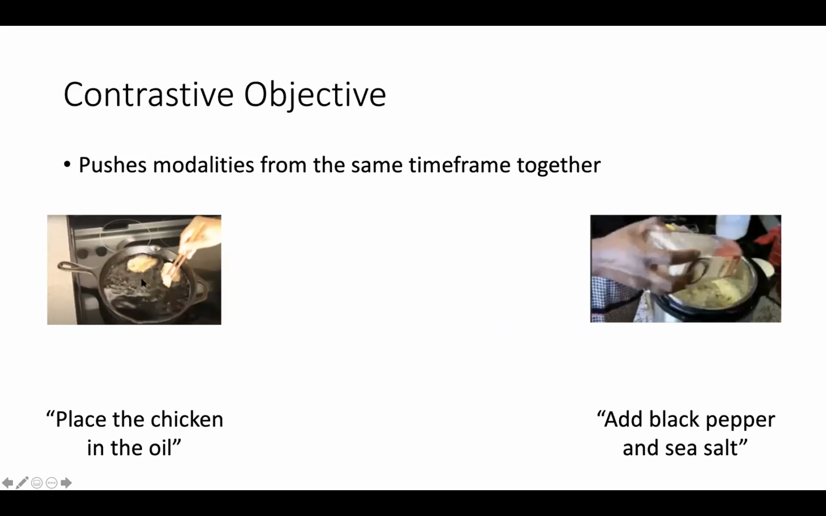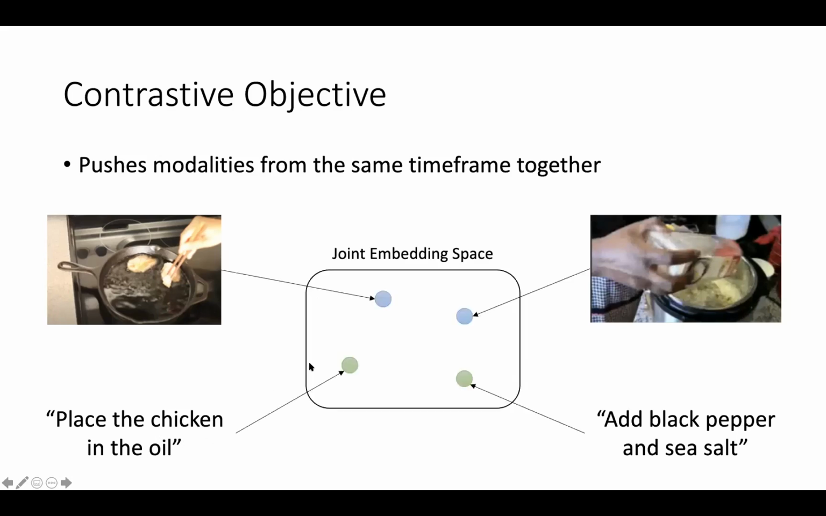Suppose we have this same chicken video, placing the chicken in the oil, and we have another video of adding black pepper and sea salt. Given those two videos and then the text, we can map these into our embedding space. What the contrastive objective tries to do is first push modalities from the same time step together. In this case, the video on the left and the text on the left are pushed together. The embeddings for those are pushed together, and the video on the right and the embedding for the text on the right are pushed together in this embedding space.